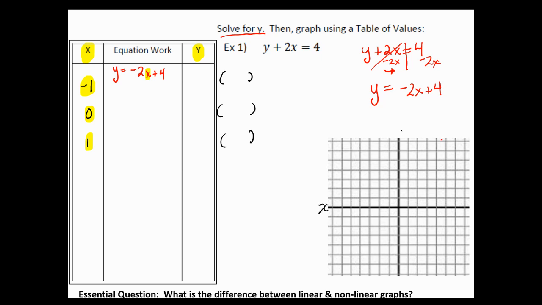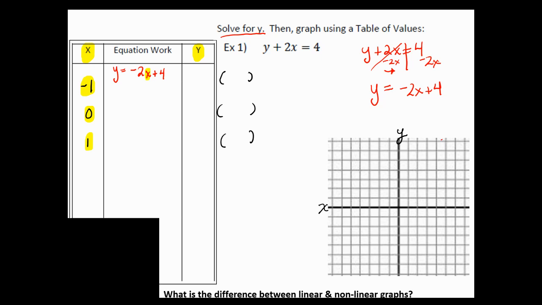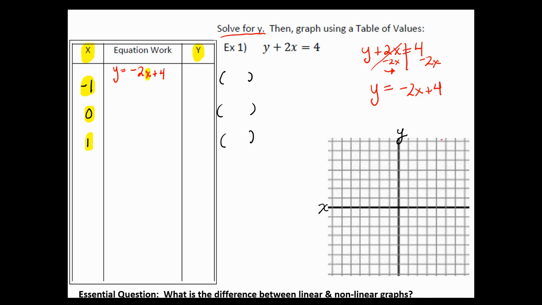And remember, this is the X and this is the Y axis. So the X axis is horizontal and the Y axis is vertical. Okay, so let's plug that in. So this equation would say y is equal to -2. And right there for the x, we're going to put that -1.